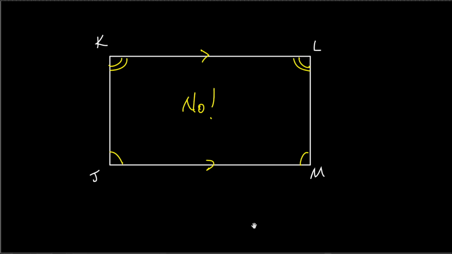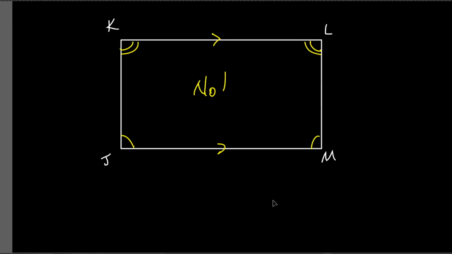I'm going to use the same picture. Let me just get rid of all that stuff right there. What if they told you that this was a right angle and this was a right angle? Does that mean that this is a parallelogram? Does it? How do you know? Why does that have to be a right angle?